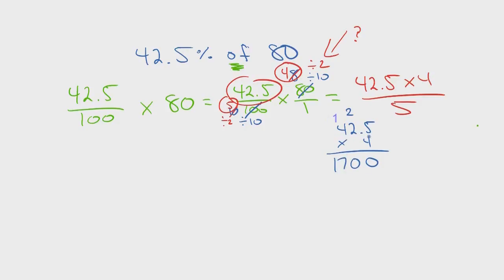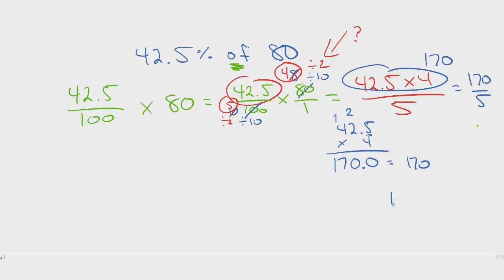Well, I have a decimal right here with one place value to the right, so when I'm done, I need 1 right there. So the answer I get is 170. Then I'm going to take 170, which is what this equals right here. So I'm going to have 170 over 5, and I'm going to divide 170 divided by 5.